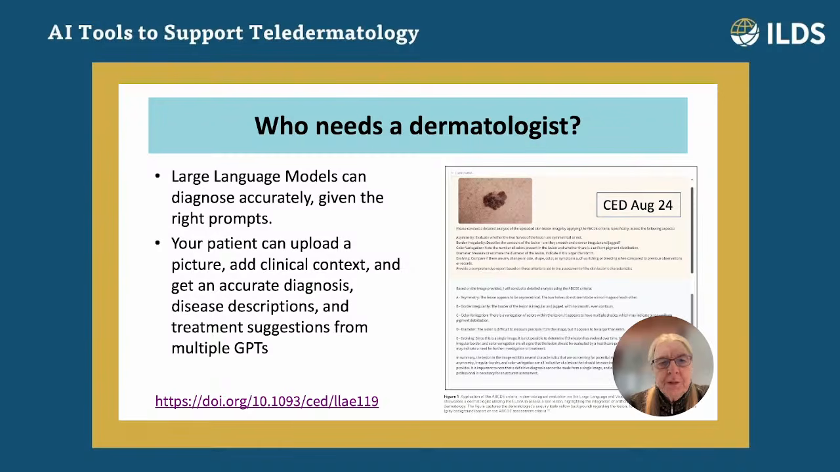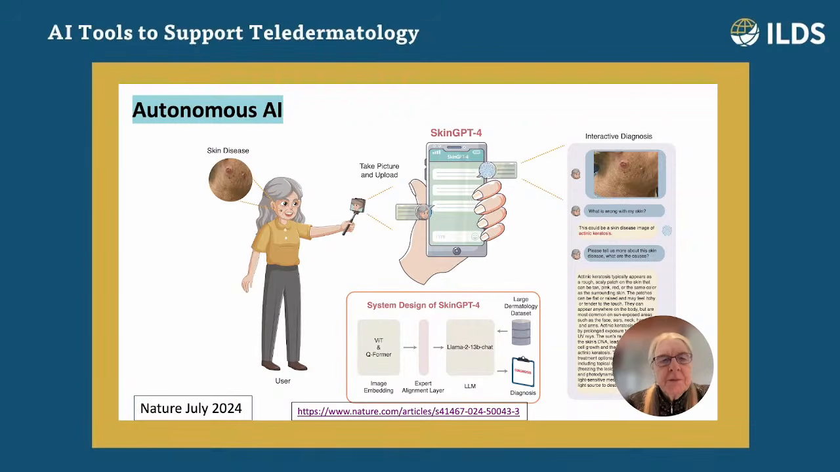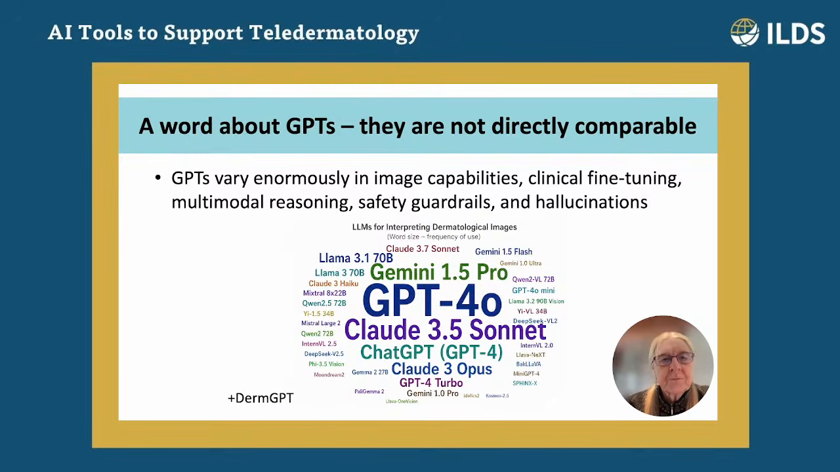This example here was published by Clinical and Experimental Dermatology in August 2024. This one in Nature, July 2024. The patient has a skin disease, takes a picture, Skin GPT-4 analyzes it, provides a diagnosis, and has a conversation with the patient regarding more about the disease, its treatment. But remember, GPTs are not directly comparable. They vary enormously in capability, especially in clinical work, and can hallucinate.